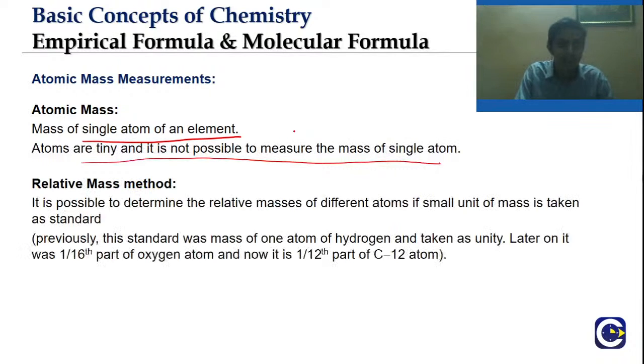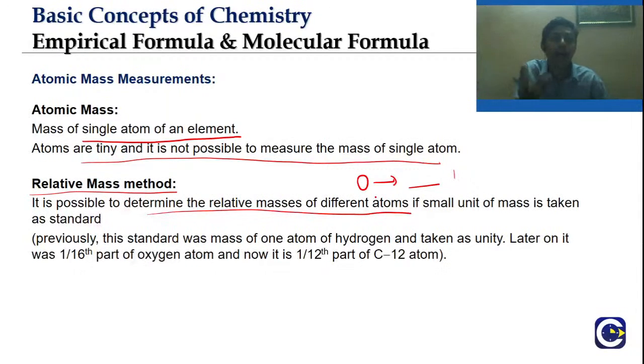So what they did? They approached relative mass method. It is possible to determine relative masses of different atoms. I said, na? Oxygen can be told it is how many times more than hydrogen, but individually atomic mass we cannot. But relatively we can tell. If small unit of mass is taken as standard. I told na, small unit of mass, that is hydrogen, that is taken as standard. It is 1 unit, like that we have taken.